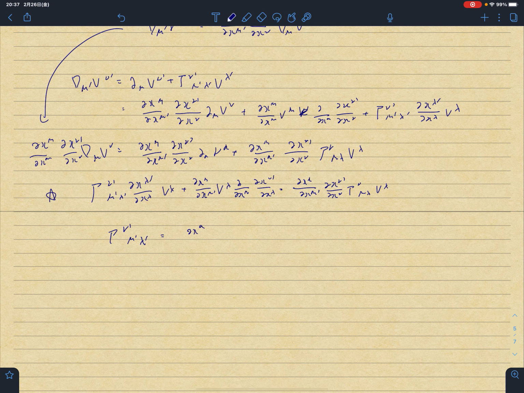delta x mu delta x mu dash, delta x dash, delta x lambda, delta mu delta x mu dash, gamma mu. It looks like a tensor, but it is not a tensor, because the second term is not proportional to the Christoffel component gamma lambda dash.